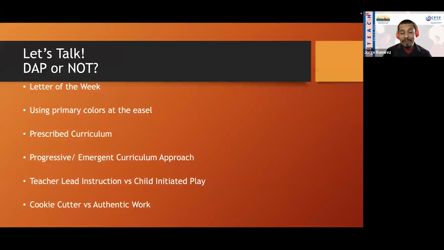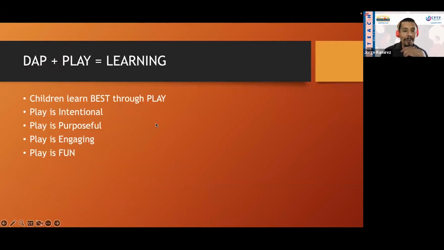Cookie cutter, we talked about cookie cutter. It's a one-size-fits-all approach. Authentic work is just that. It's fully authentic into what the child wants to do. And that is completely developmentally appropriate. Developmentally appropriate plus play equates to learning. Children are best at play. The type of play has to be intentional, purposeful, engaging, and fun.